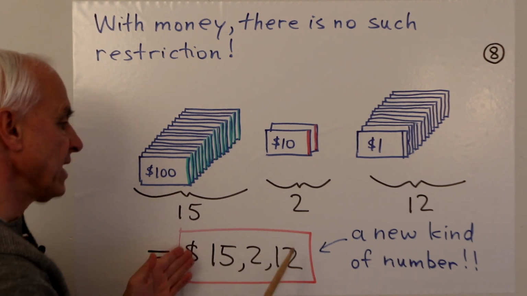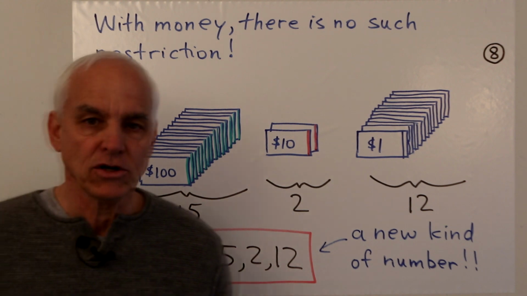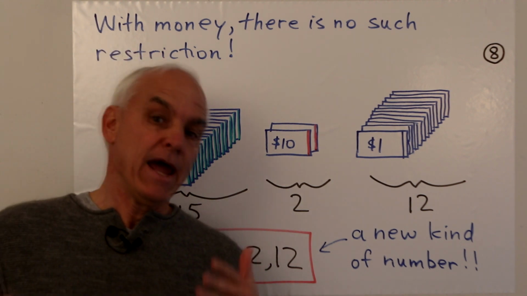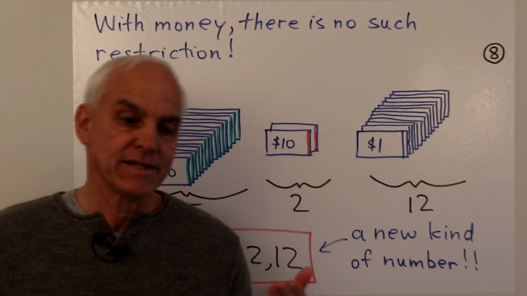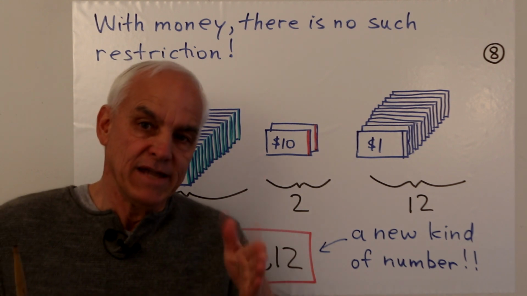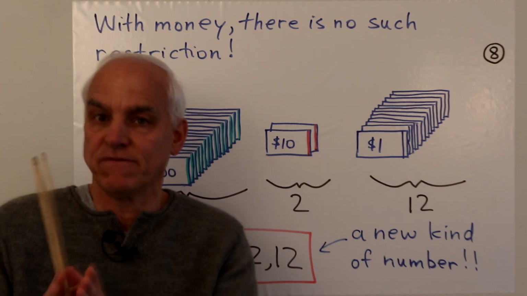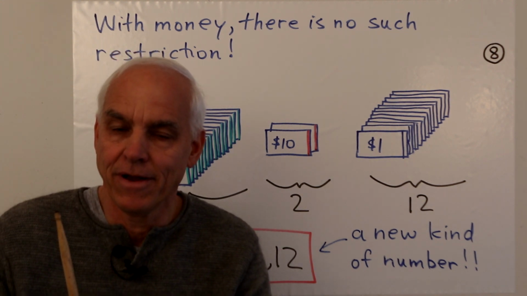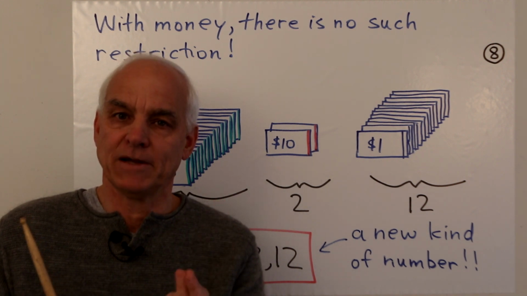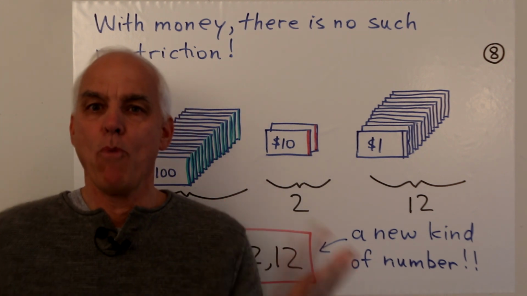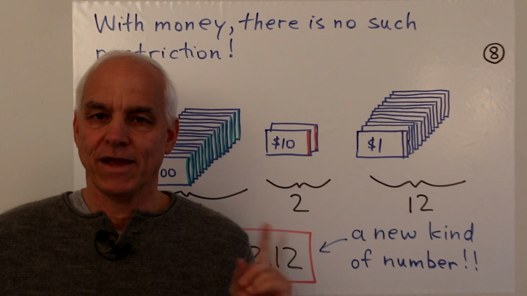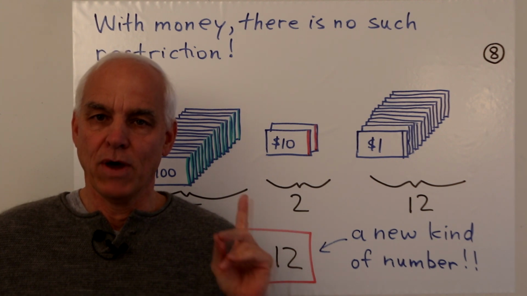So this is a new kind of number. It's still a base 10 kind of number. It still has ones and tens and hundreds. It's still a place value number, but it's more flexible. It's more open. It's a powerful new idea.